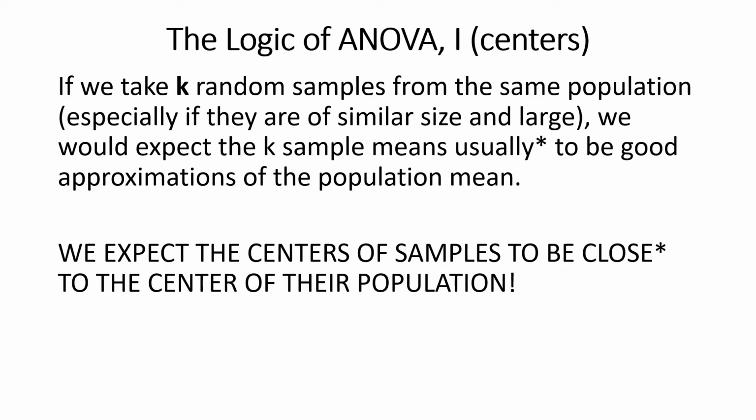And so if all samples were taken from the same population, we would expect all of these samples to both produce sample means that are pretty close to each other, but also pretty close to the population mean, right? And this, of course, is assuming random samples.